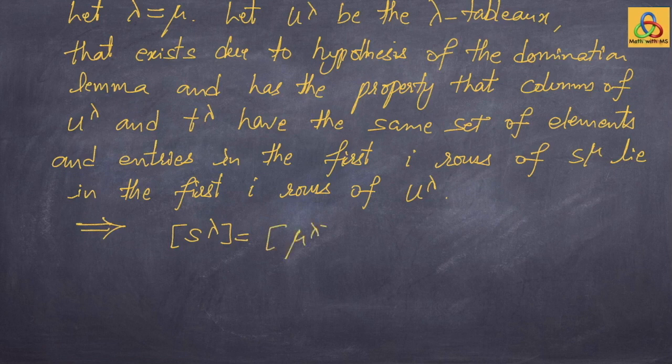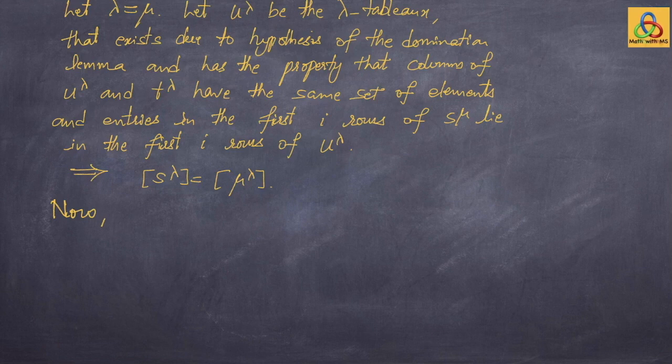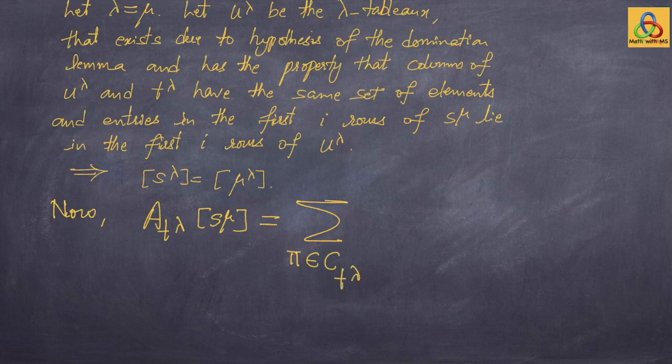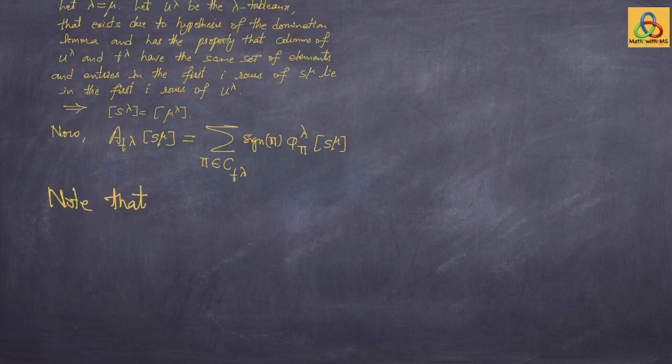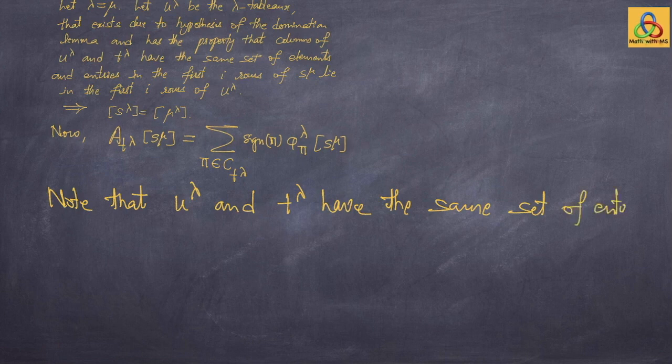Now, when we compute, we find that the operator A of T lambda acting on the mu tabloid S mu, which is actually the lambda tabloid because lambda is the same as mu here, can be written as the summation over pi belonging to the column stabilizer of T lambda, sign of pi, phi lambda of pi acting on the mu tabloid S mu. Note that the lambda tabloid U lambda and the original lambda tabloid T lambda have the same set of entries on each column.